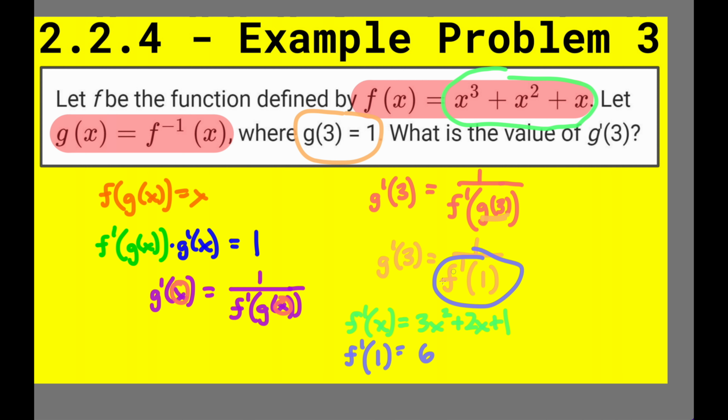So that means this value right here is equal to 6. Okay, don't forget the 1 over though. So this is going to be 1 over 6 for the answer for that one.